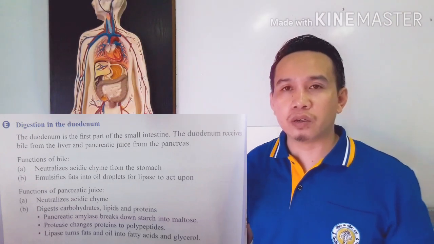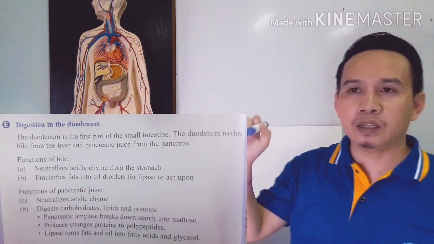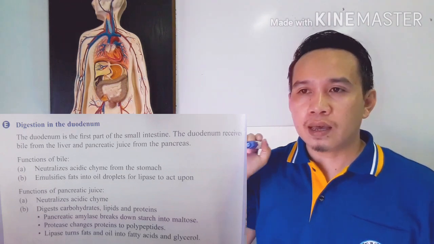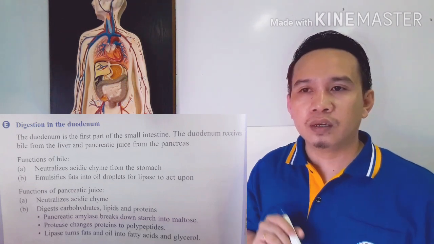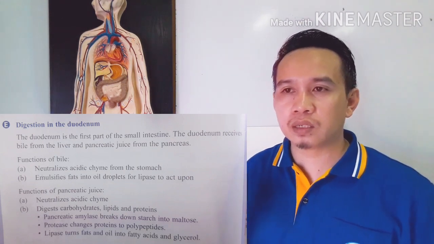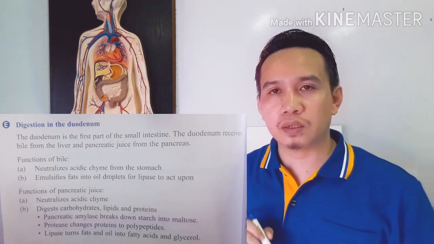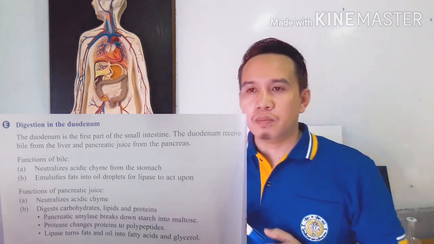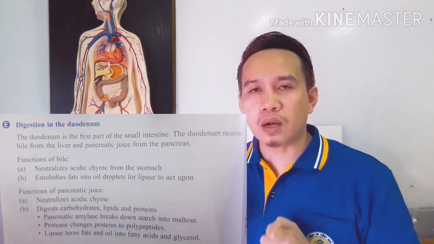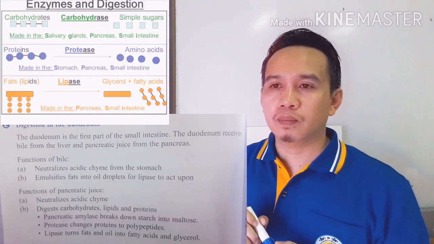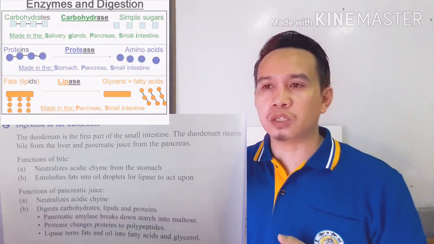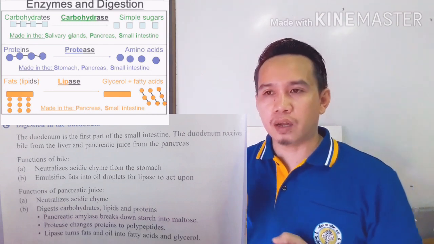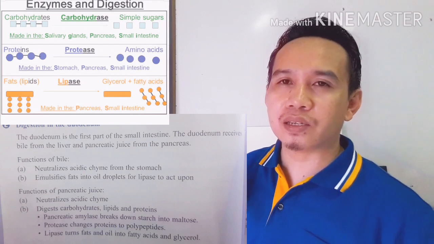Now, here is the function of pancreatic juice within the duodenum, right? So first, it is used to neutralize acidic chyme. Next, it is used to digest carbohydrates, lipids, and proteins. Under that, during the digestion of carbohydrates, pancreatic amylase breaks down starch into maltose. Protease changes proteins to polypeptides. Then lipase turns fats and oil to fatty acids and glycerol.